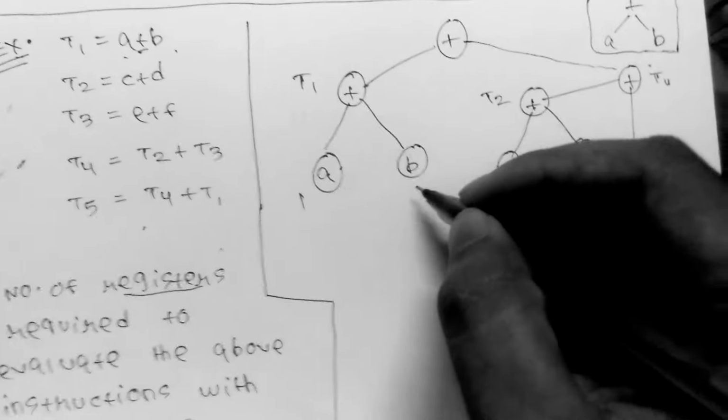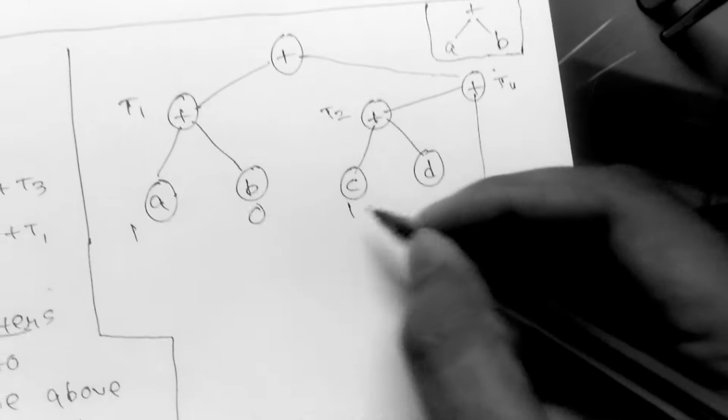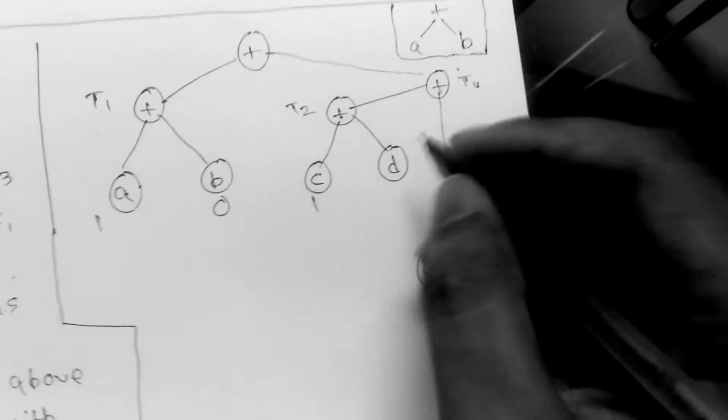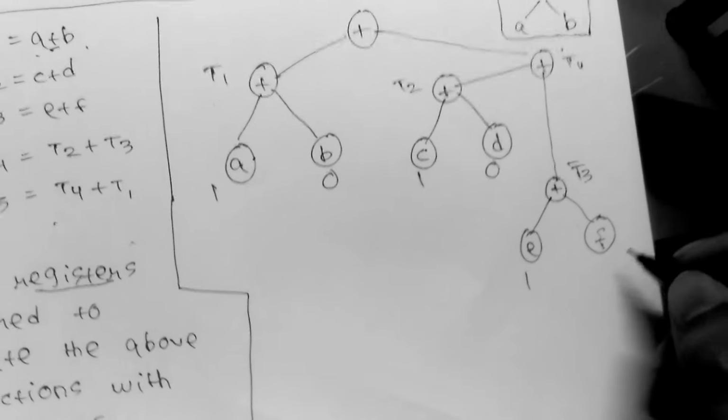So A is the leftmost child, so we'll assign it 1. B is the rightmost child, we will assign it 0. C is the leftmost child, so we will assign 1. D is the rightmost child, so we will assign 0. E is the leftmost child, we will assign 1. And F is the rightmost child, so we will assign 0. See, our first step is completed.